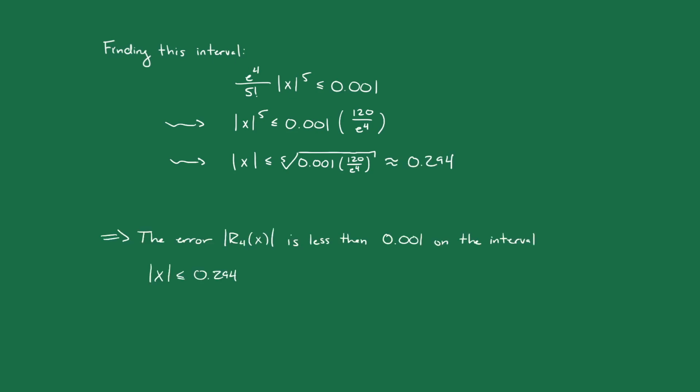Therefore, the error r sub 4 of x is less than 0.001 on the interval absolute value of x is less than or equal to 0.294, which is the same as the interval negative 0.294 to positive 0.294. And so we're done.